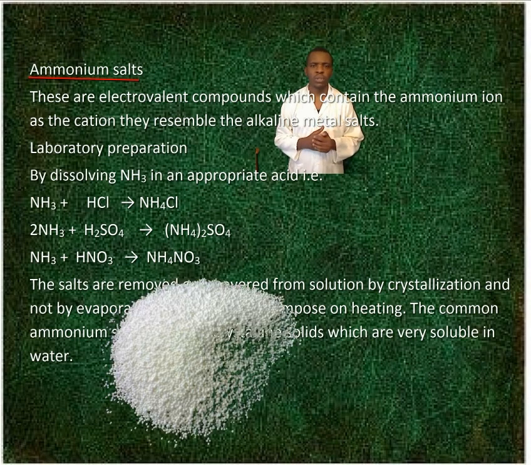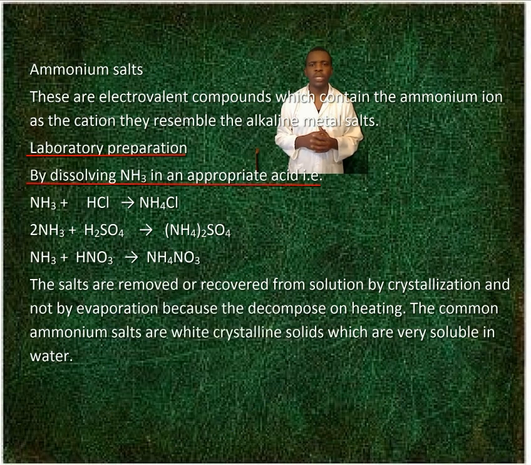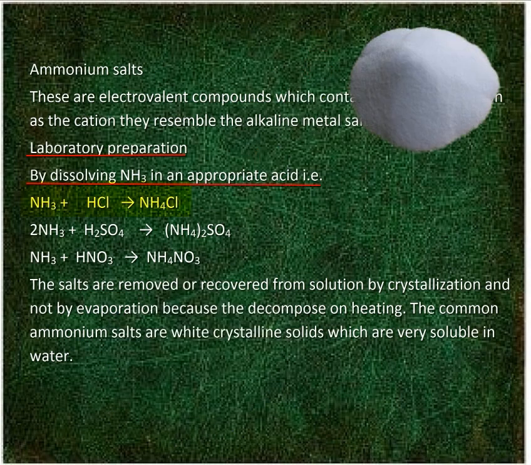Ammonium salts. These are electrovalent compounds which contain the ammonium ion as the cation. They resemble the alkali metal salts. Laboratory preparation: by dissolving ammonia in an appropriate acid.